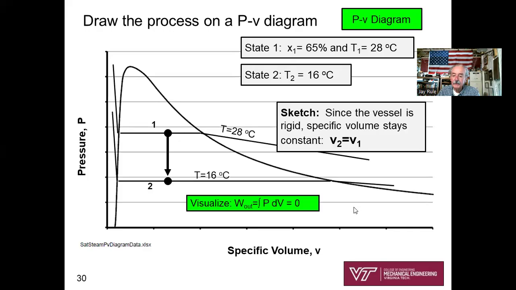Next logical step, draw the PV diagram with some given information. State one, X1 is 65%. So I know I'm under the dome. Plop down state one, okay? And it gave 28 degrees C. So I'm going to show that isotherm as 28 degrees C. Given in the problem, it's cooling down at constant specific volume. So it's a giveaway, isn't it? This process is a vertical line going downwards. It's cooling down, 28 down to 16. You're going to a lower temperature. You're going along a vertical line since V2 equals V1. There's your process. There's state two.